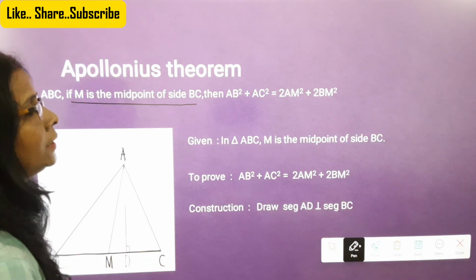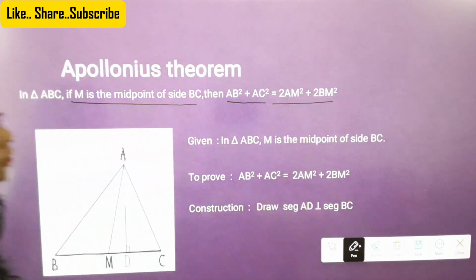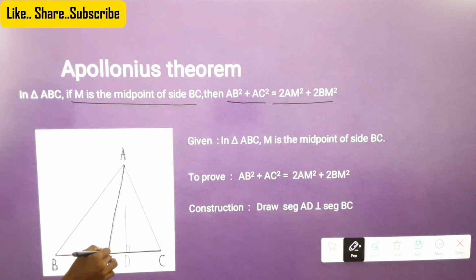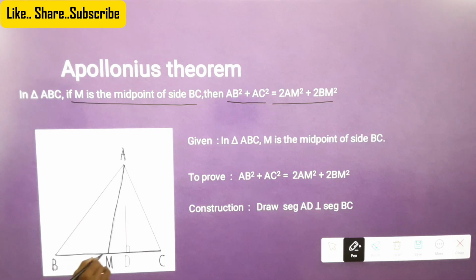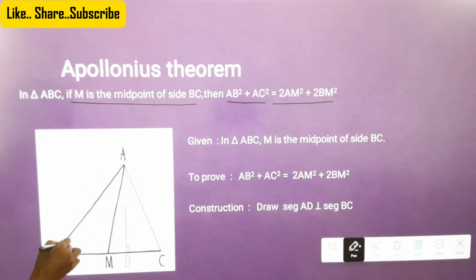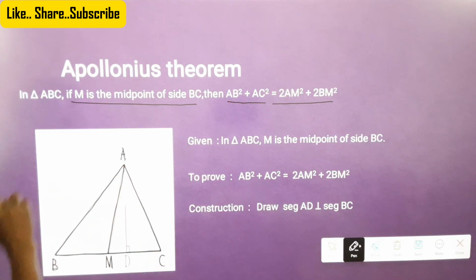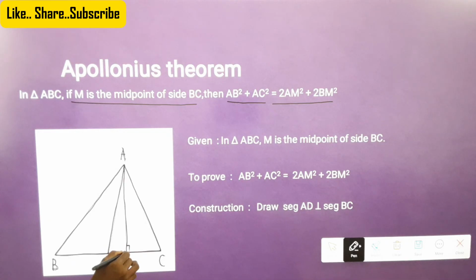Then AB square plus AC square is equal to 2AM square plus 2BM square. That we have to prove. So how can we prove this theorem, students?